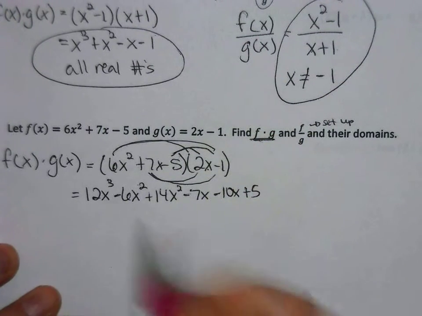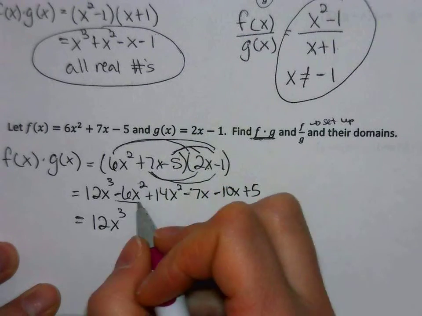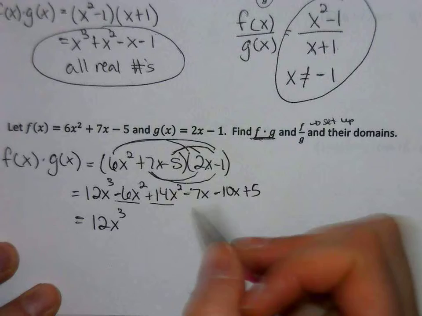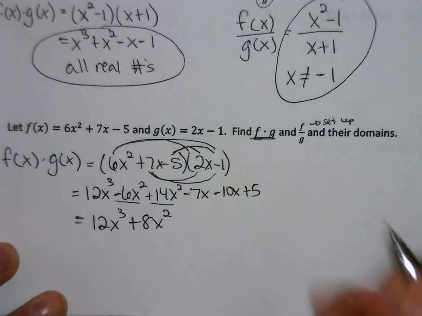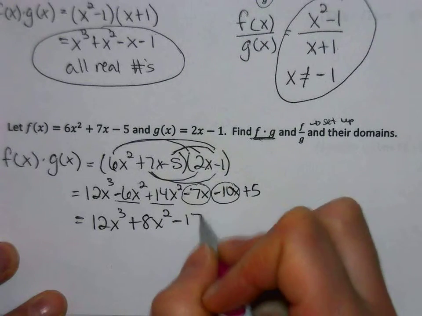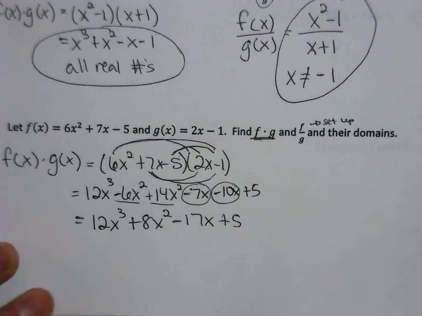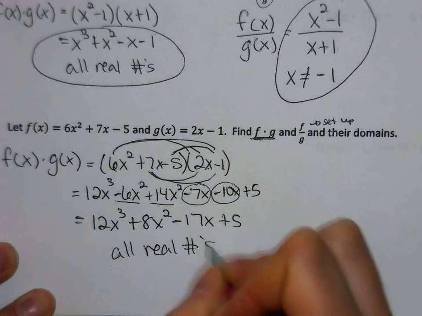Now if we combine our like terms, 12x to the third, there's nothing to combine it with. Negative 6x squared and a positive 14x squared combine to be a positive 8x squared. Negative 7x and a negative 10x combine to be a negative 17x, plus 5. And our domain would be all real numbers.